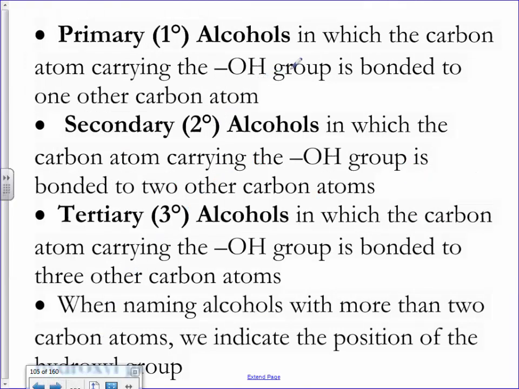Yeah, so here's the definition. Primary alcohol, the OH group is bonded to 1 other carbon atom. Like the carbon atom carrying the OH goes to 1. The carbon atom carrying the OH goes to 2 or it goes to 3.